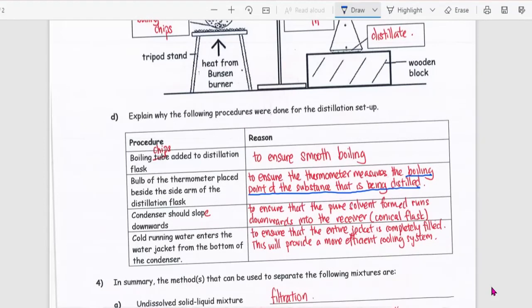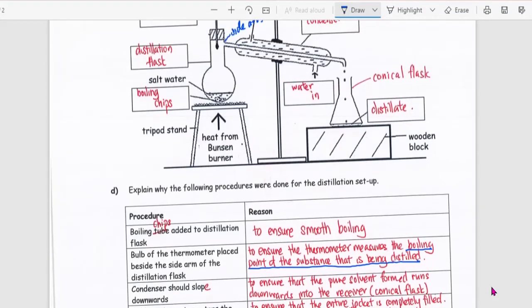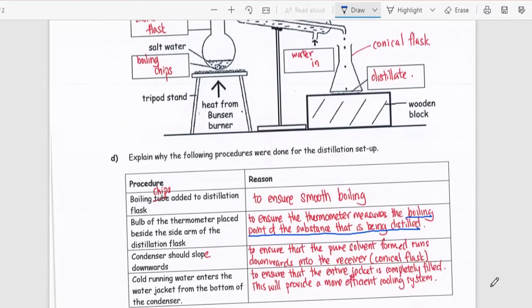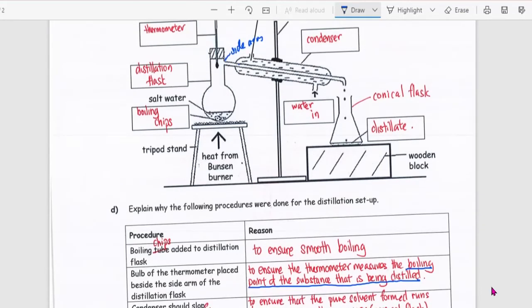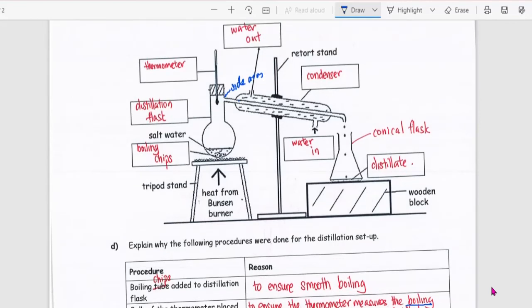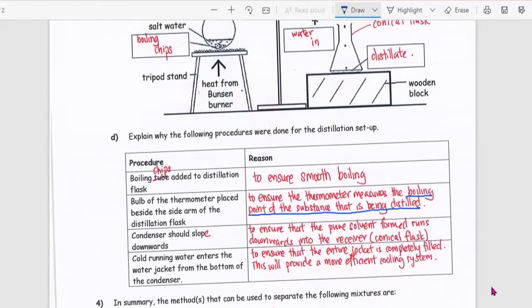Next, the condenser should slope downwards, so that when the liquid condenses, it will flow down towards the conical flask over here, the receiver. And last, the water enters from the bottom and exits from the top. So the cold water enters from the bottom and exits from the top. This is really about the efficiency of cooling. It provides a more efficient cooling system.